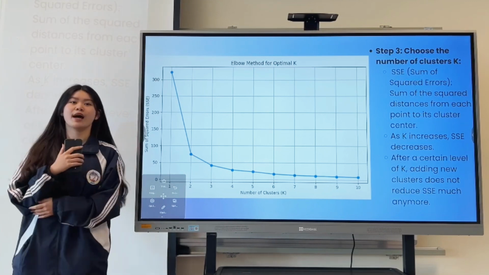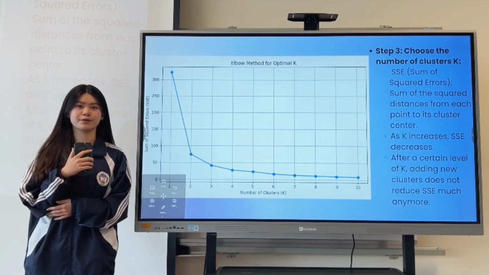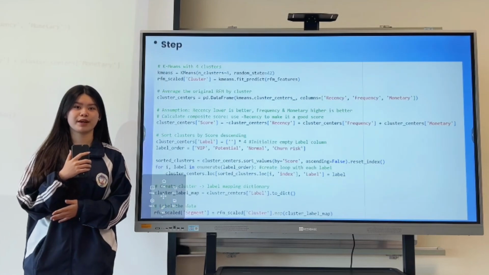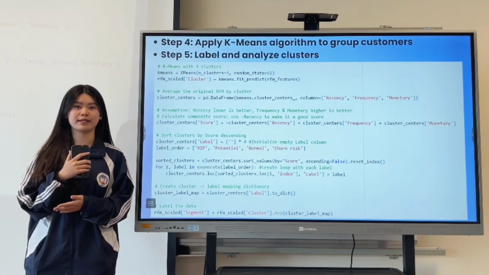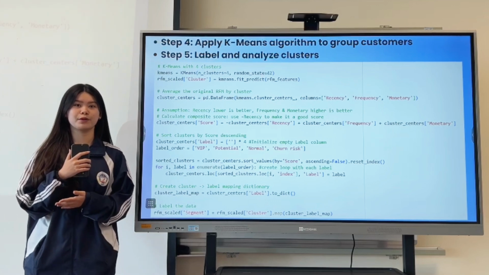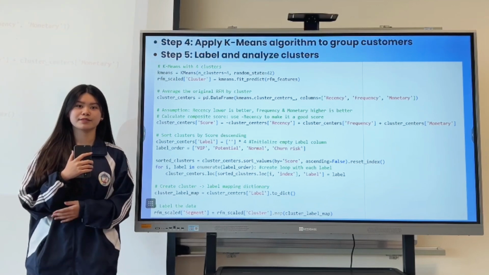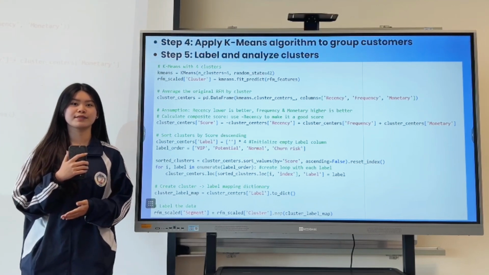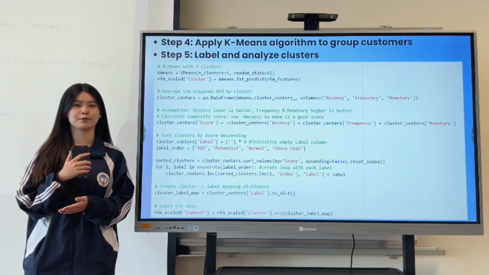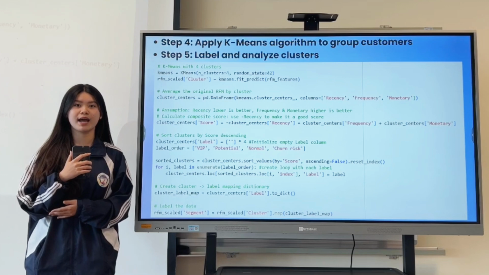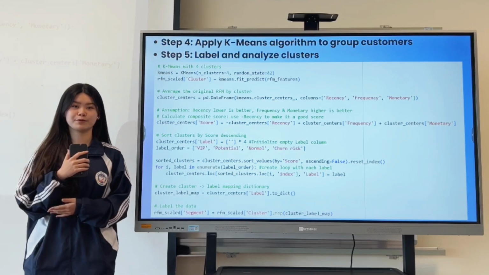Step 4. Apply the K-means algorithm to group customers. Once you have divided your customers into clusters using K-means based on normalized data, the cluster values no longer have any direct meaning, so we need to go back to the original RFM values to understand specifically what each group of customers is behaving like, then compare the behavior between clusters.